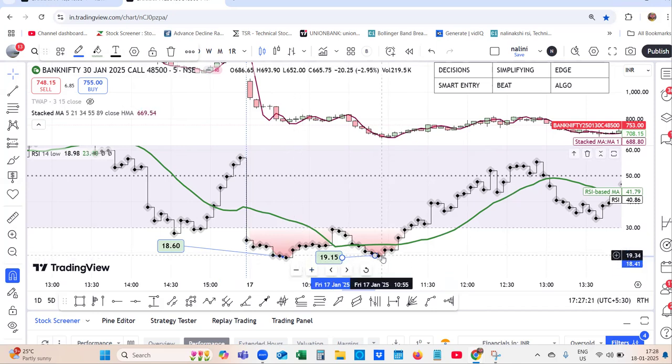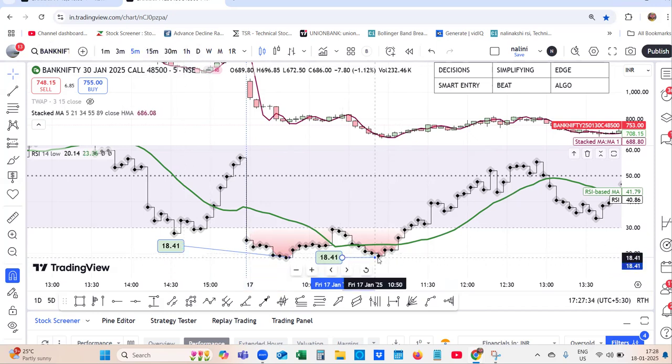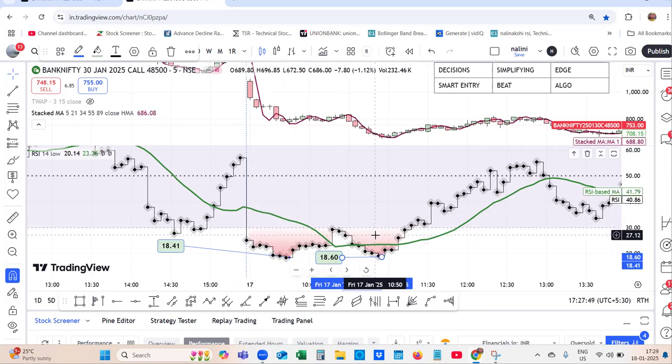If I place the cursor, you are getting a reading of 18.98 for this reading. Let me check what the reading is. 18.41. Let me place it here exactly. 18.6. It is a minor divergence which goes unnoticed. And also you are seeing a W pattern on RSI.